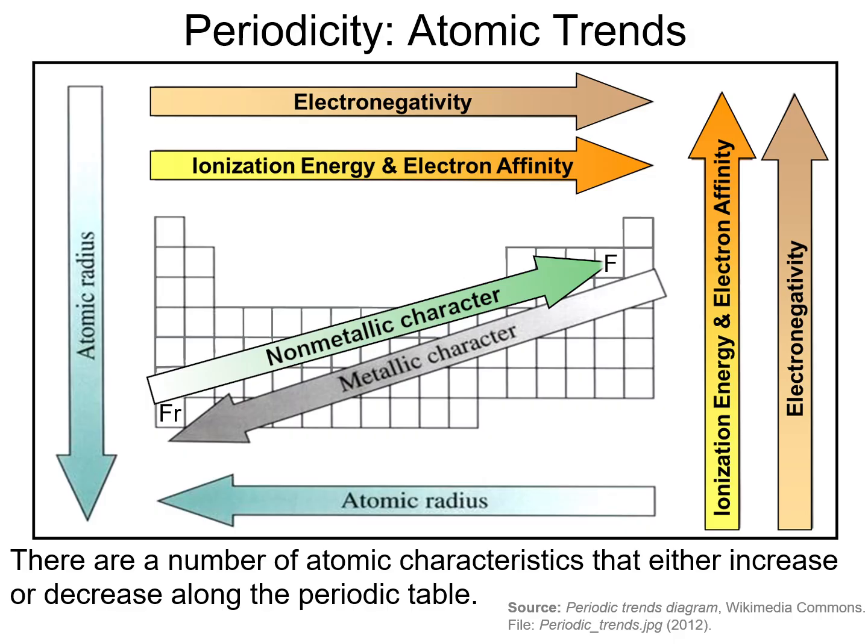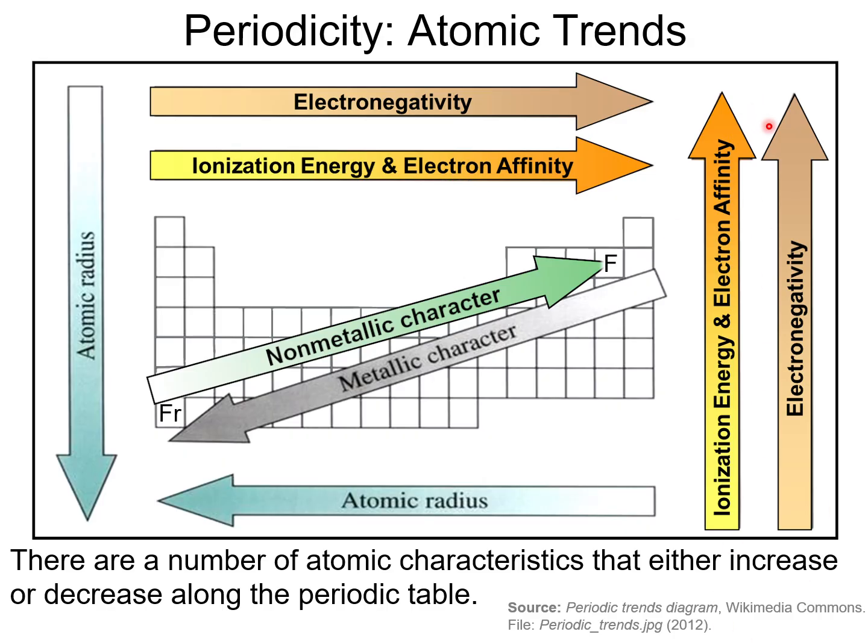There are several atomic properties that follow clear patterns across periods and down groups. The big ones for today: atomic radius. You can see the arrows point in the direction at which it increases. Ionization energy and electron affinity follow the same trend. And electronegativity also increases as you go left to right, bottom to top.